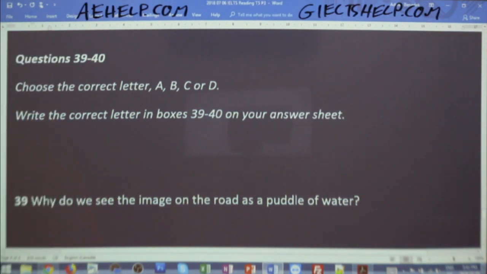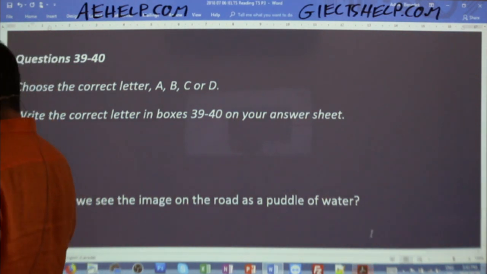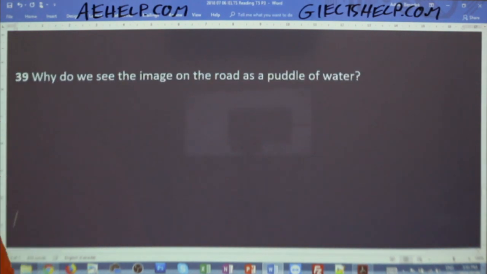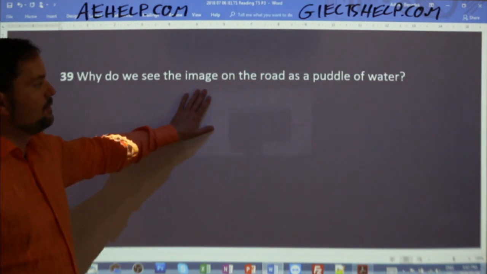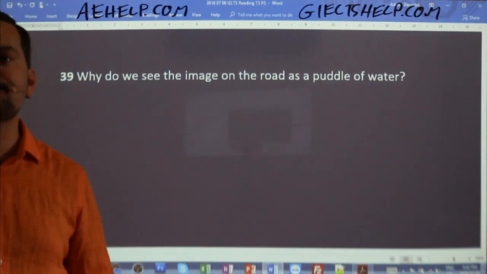Here's our first question. You know what? I can move everything else down so you don't see it. Move this up. Okay, so this is our first multiple choice question here. Why do we see the image on the road as a puddle of water?